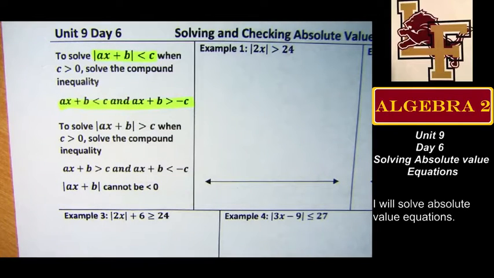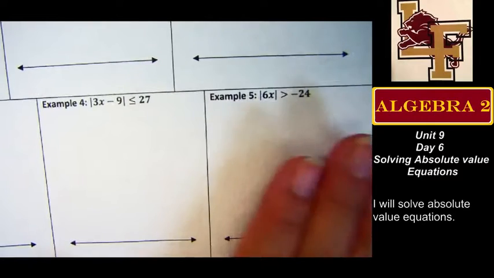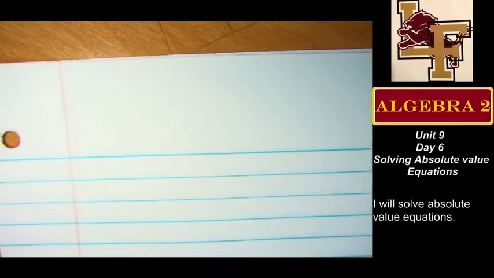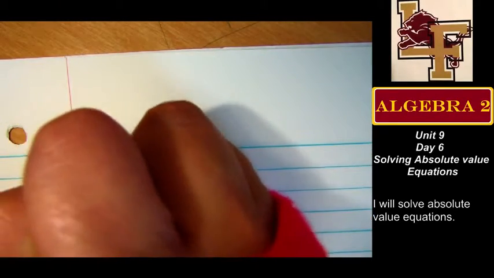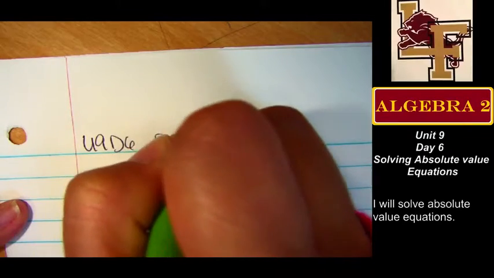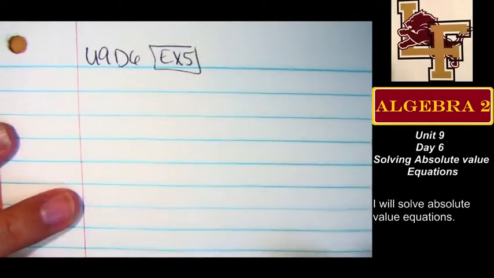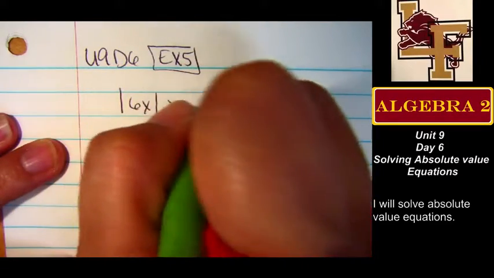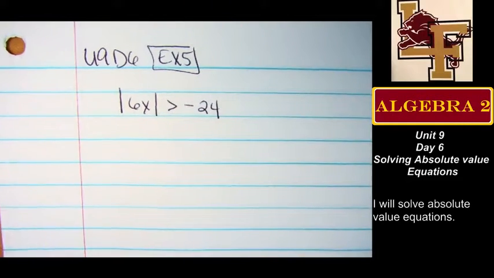All right, let's practice one of these that has that flipping thing. Example number 5 has a flip that's going to happen. So let's go ahead and do that. On my other sheet of paper, this is Unit 9, Day 6, example number 5. I learned how to count on this one. I'm so proud of myself. There's only one number 5. And this example looks like that.